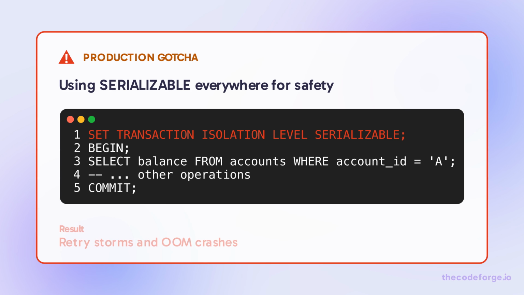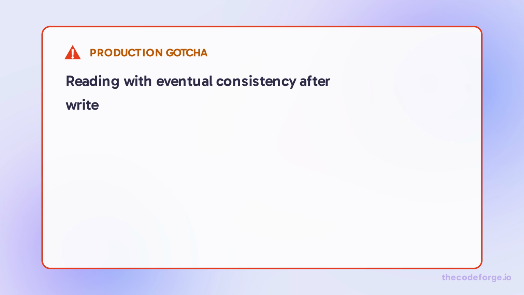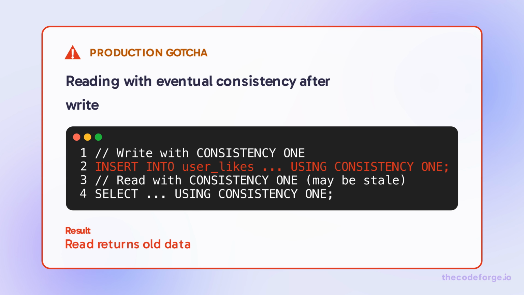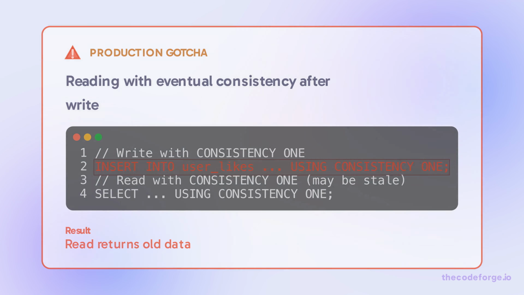A common mistake is using SERIALIZABLE isolation for all transactions. This adds heavy locking and can cause retry storms under concurrency, leading to OOM crashes. Use the weakest isolation level that guarantees correctness. If you write with 1 and read with 1, you may get stale data because the read hits a different replica. Always match read and write consistency levels for critical paths.